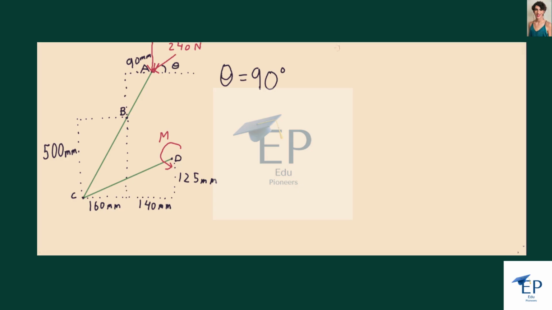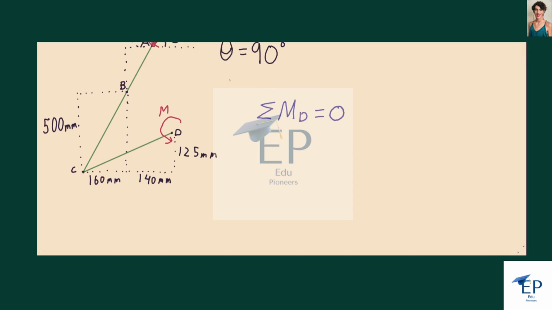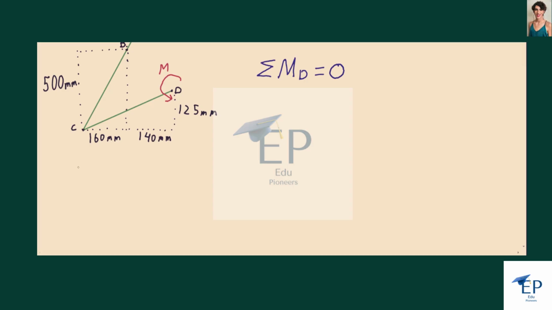And to solve this problem, we're going to use the expression that the sum of moments about D is equal to 0. And we can use this to solve for the required m. So to start with, we're going to first find the y component of the force at position B. To do that, we can say that the sum of moments about point C is equal to 0.